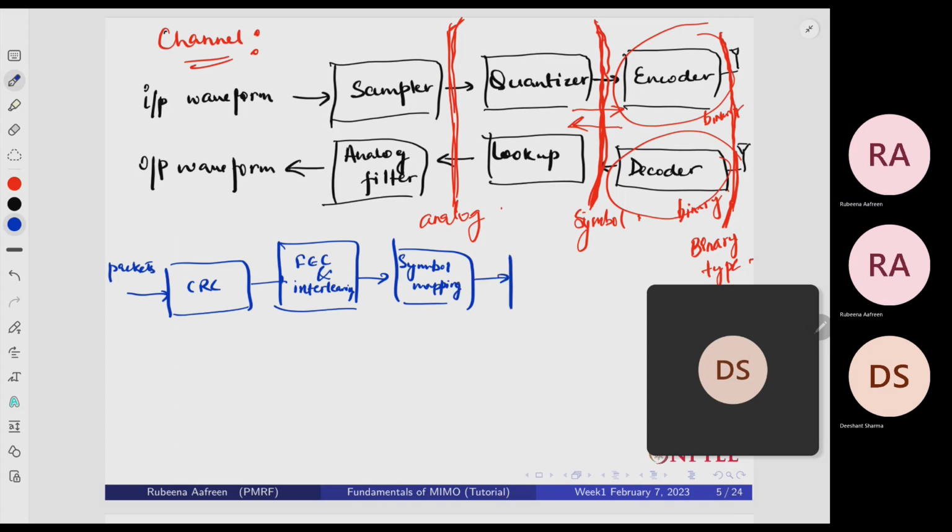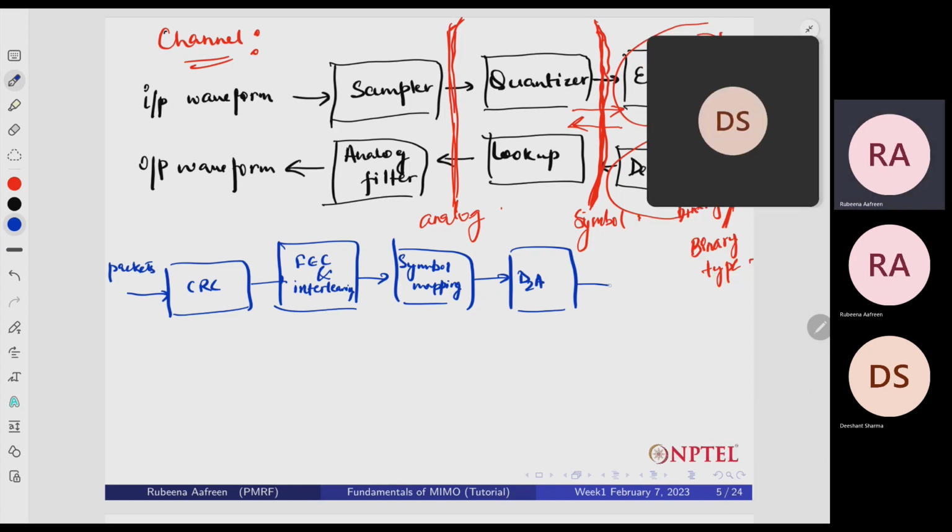Then D2A converter. Then RF amplifier. And then we are sending it to the channel.